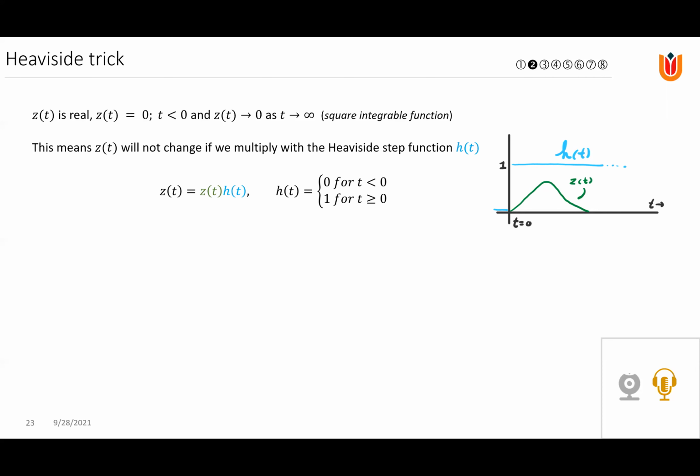Okay, so under these conditions, it does not matter for z of t if you multiply it with this Heaviside step function. We would just multiply it with 1 over the range where it is valid, and with 0 over the range where it does not exist. So that should not matter. Then by the linearity of Fourier transforms, the Fourier transform of the original function should be the same as the Fourier transform of the function multiplied with this Heaviside function.